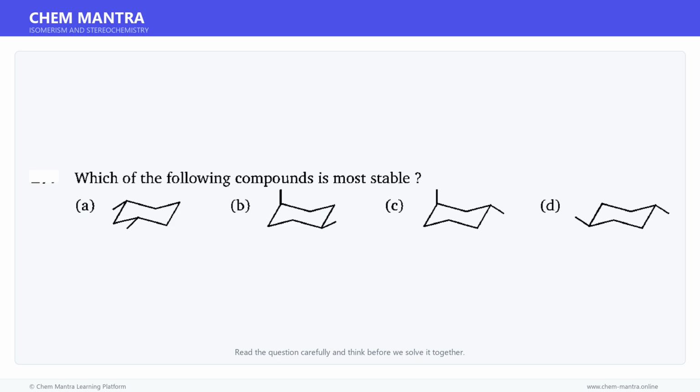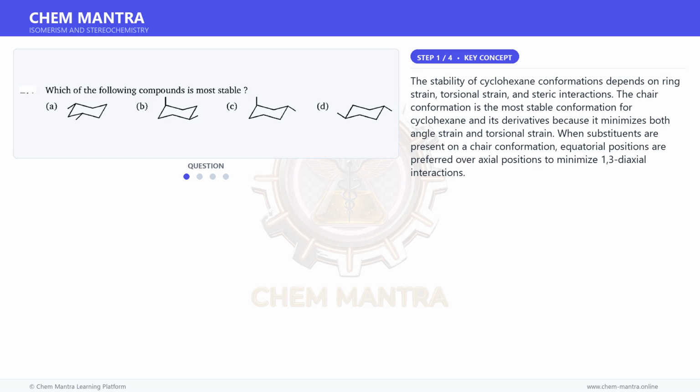Here is a question. Read it carefully and think about the answer. Let us solve it step by step. Let us first understand the key concept here. The stability of cyclohexane conformations depends on ring strain, torsional strain, and steric interactions.